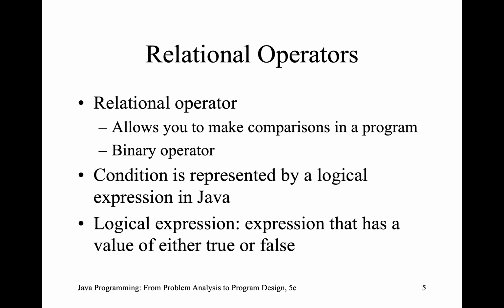So the thing that allows us to get back a true or false, or one of the things, is called a relational operator. So we have Boolean operators and relational operators, and those both will give you a true or false answer. When we work with relational operators, we have a condition, and that condition is represented by a logical expression in Java. And the logical expression has a value of either a true or a false.